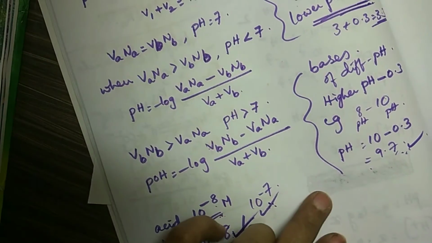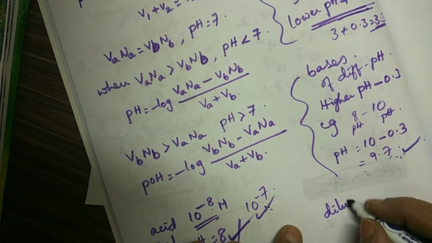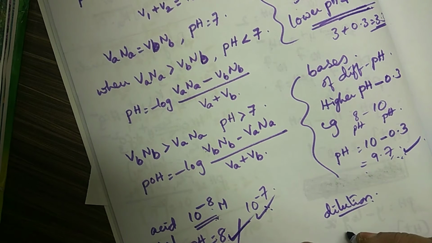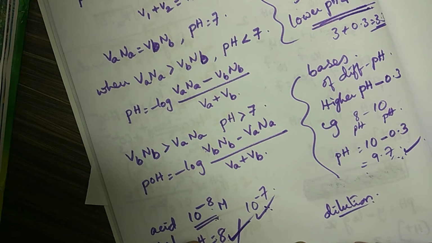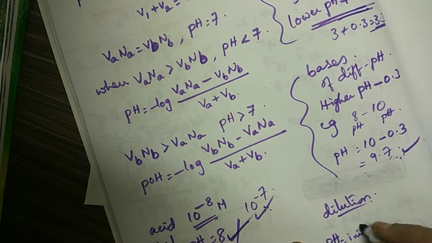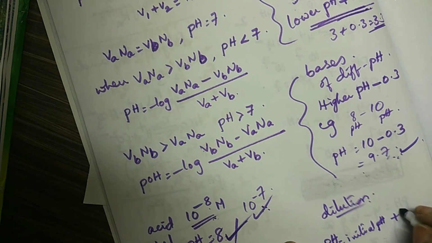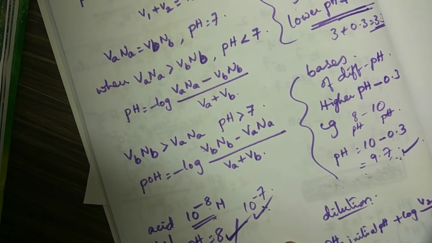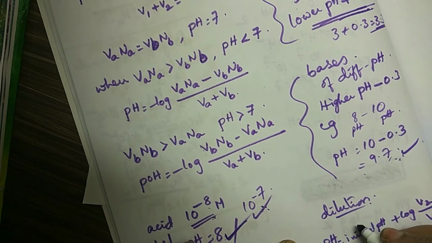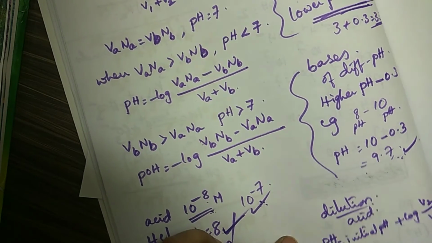For dilution, if an acid is diluted with some amount of water, then the pH of the resultant solution is the initial pH plus log V2 by V1. By using this, we can calculate the pH of acids. When water is added for the dilution, we can use this formula.